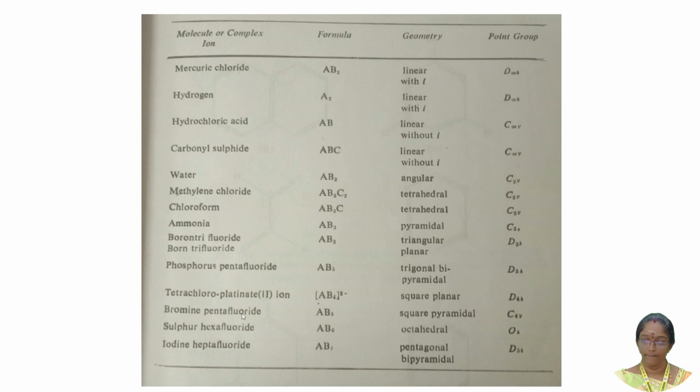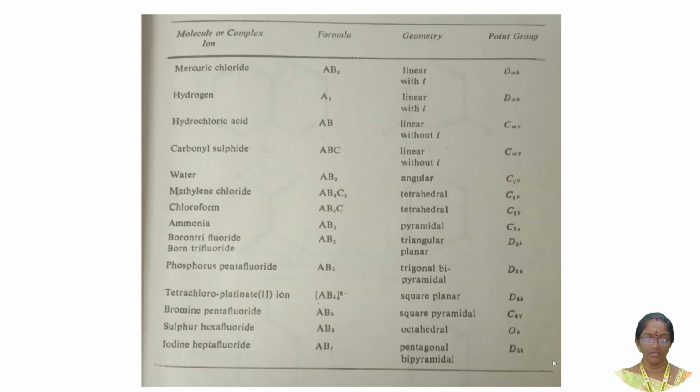Bromine pentafluoride, AB5, square pyramidal structure, which belongs to the C4v point group. Sulfur hexafluoride, AB6, SF6 formula, belongs to octahedral geometry with the Oh point group. Iodine heptafluoride, AB7 type, belongs to pentagonal bipyramidal geometry with the D5h point group. Here we have summarized the point groups with the characteristic symmetry and comments.